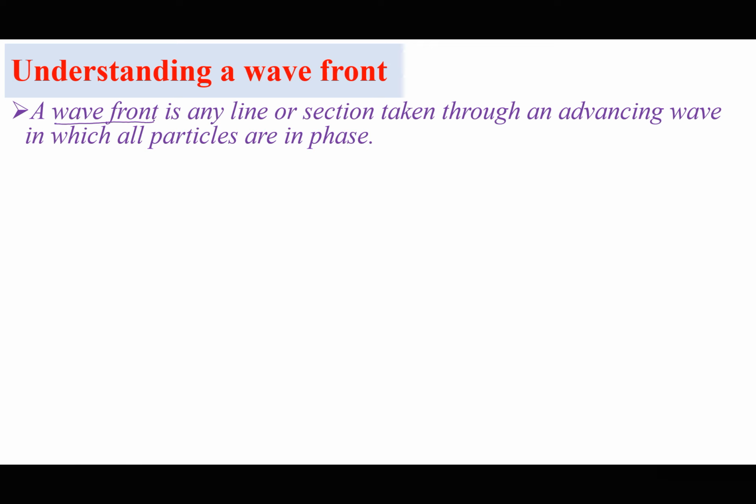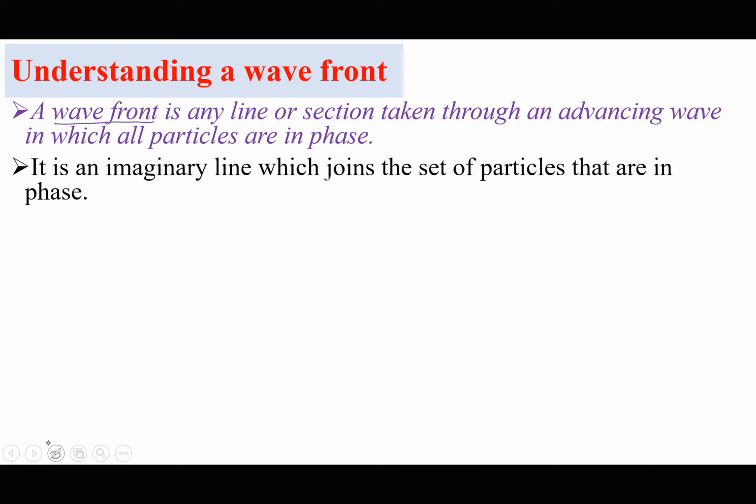So any line or section taken through an advancing wave in which all particles are in phase is what we are going to call a wavefront. It is actually imaginary, so it is not a real line. It is an imaginary line which joins the set of particles that are in phase. We now know what we mean by phase, even though we shall come back to phase and phase difference later on. Particles are said to be in phase if they have reached the same stage of their motion and they are vibrating in the same direction. They have reached the same displacement from equilibrium position and they are vibrating in the same direction. They are therefore said to be in phase.